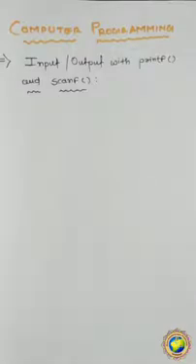In the previous lecture we learned about precedency and associativity. Precedency is the importance given to the operators during the execution of the mathematical expression. So that we learned in the previous lecture. And today we are going to learn about the input output statement with printf and scanf.